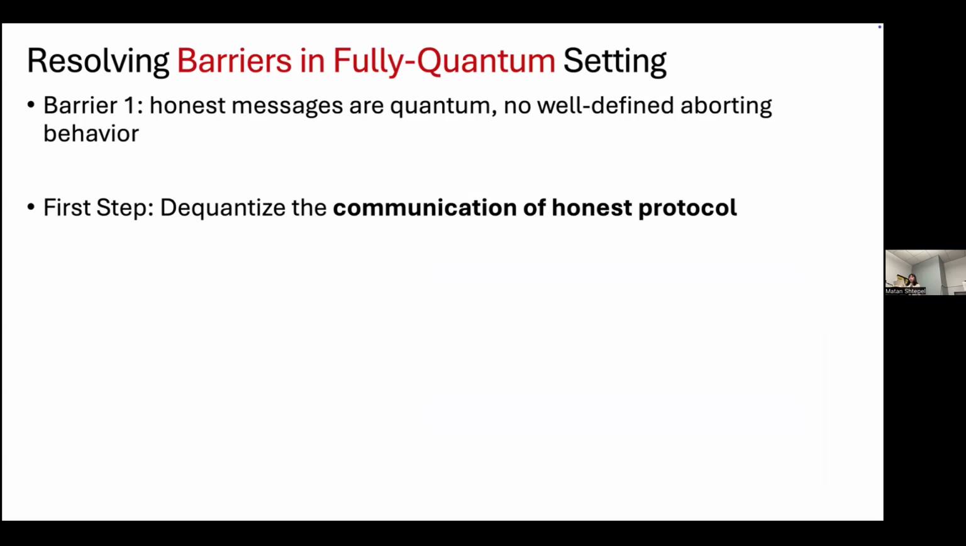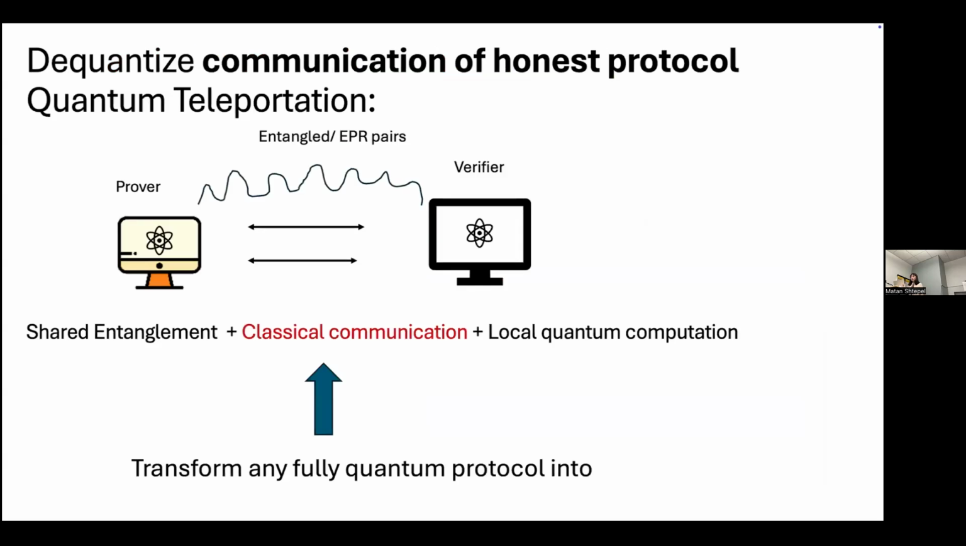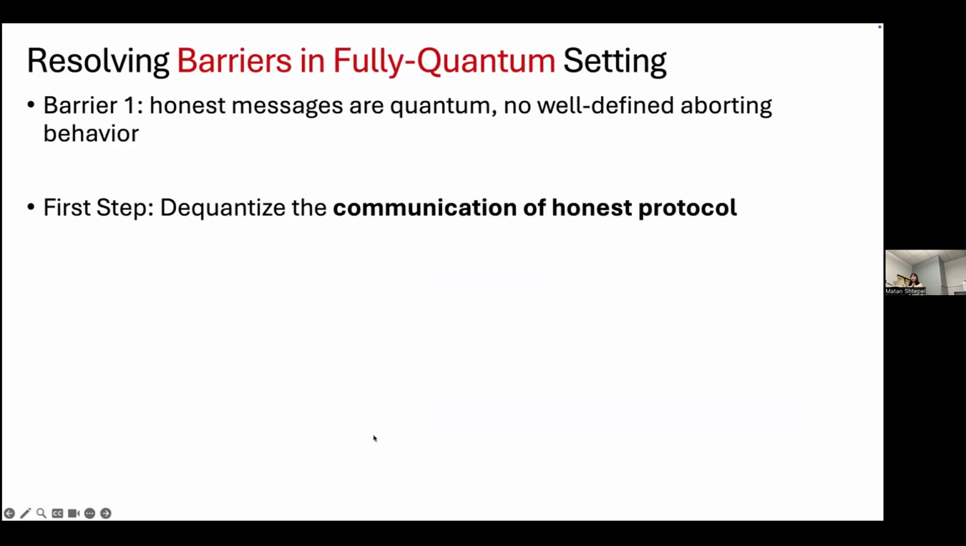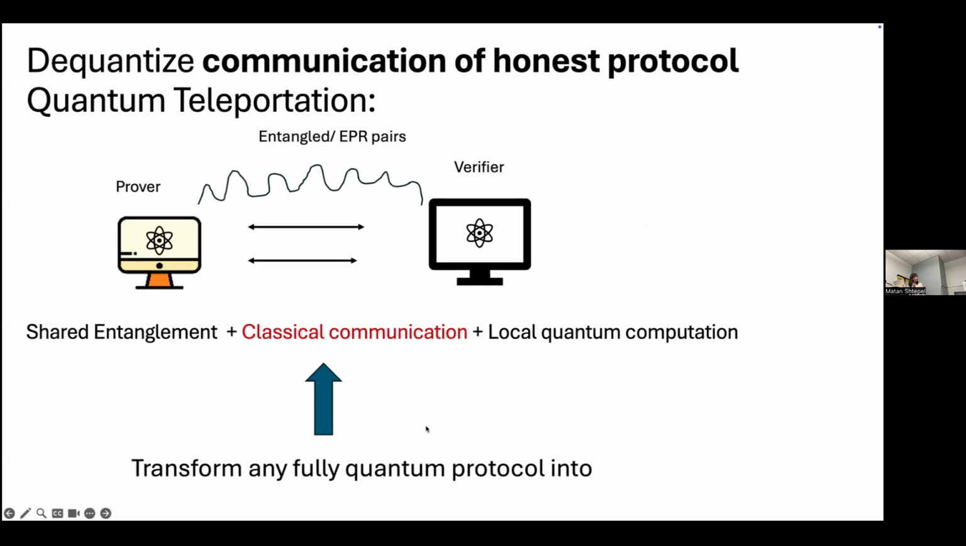So how do we resolve these barriers in this setting? Let's resolve barrier 1, for which we take a very simple approach: dequantizing the communication of the honest protocol. We can't dequantize it completely, of course, because then what's the point of using quantum power? You do still have quantum computers at home, but now your messages are going to be classical. This is done via something called quantum teleportation.